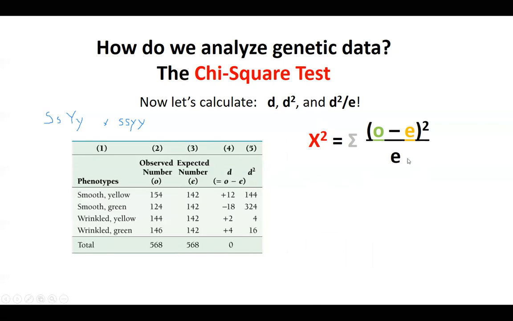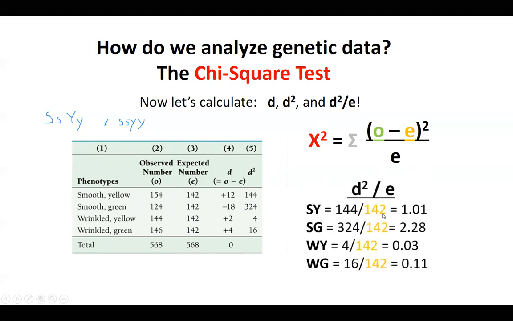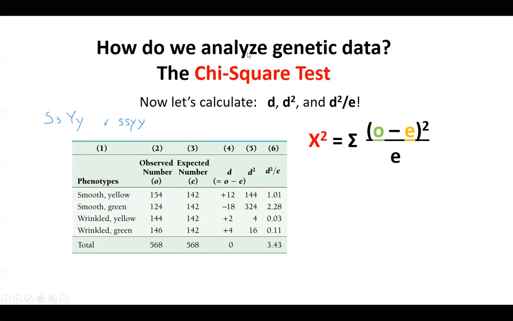So let's do that last part. We got D squared over the expected. Okay, doing this for each of these. These are the values you should come up with. Now we can add them. Okay, so we got all these. Now we can add them. This is what we sum them as. Okay, so this is going to be our sum. All right.